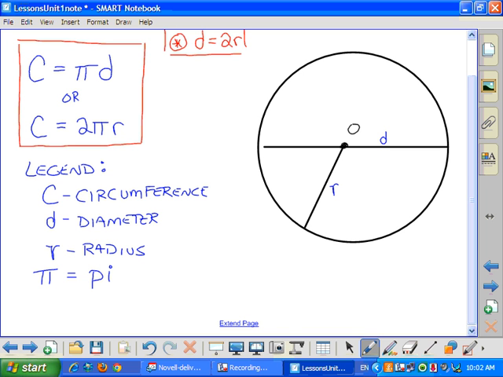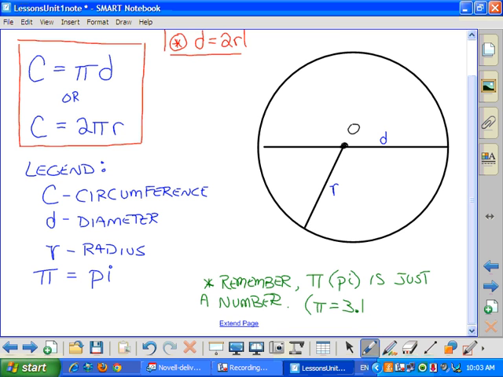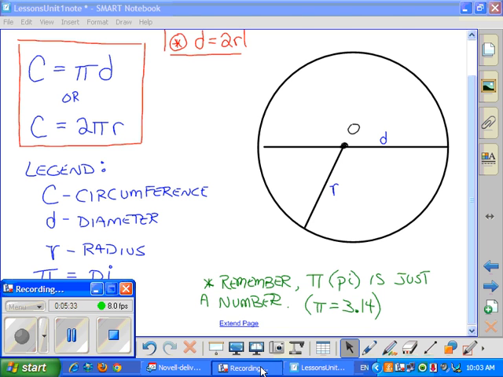And it's just a number. All right, so I'll put this off to the side. Remember, pi is just a number. We just use it because the number is a very, very long number. Now we're going to use 3.14 as our value of pi. All right, so there you go.